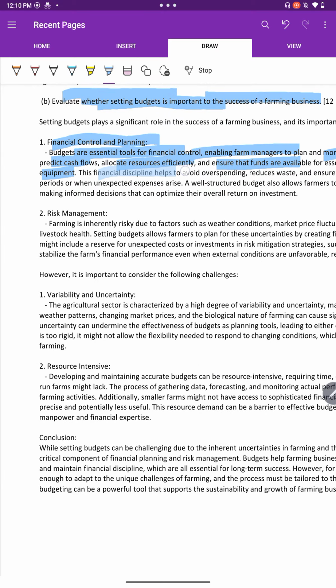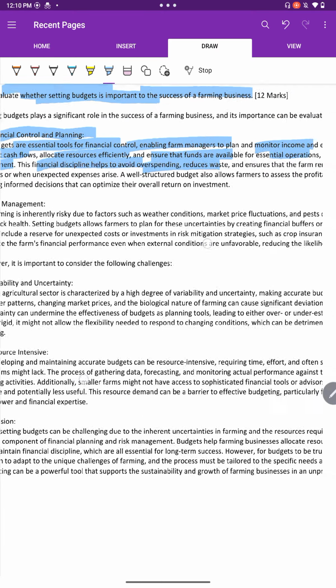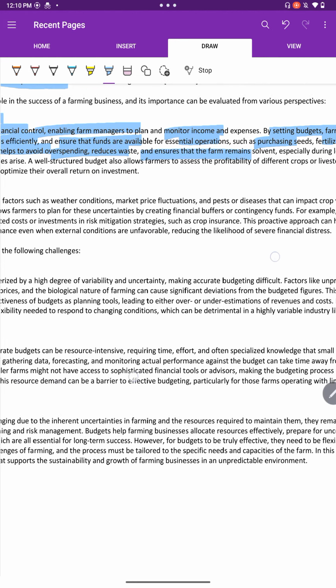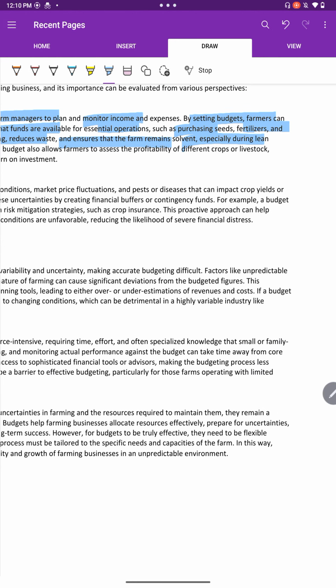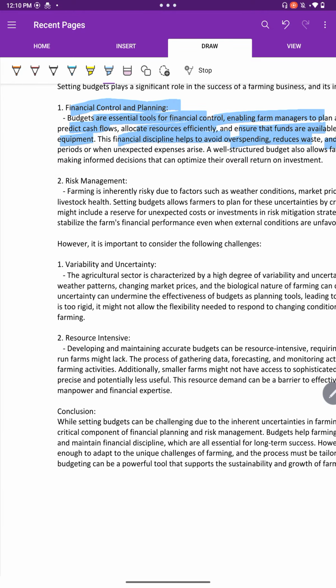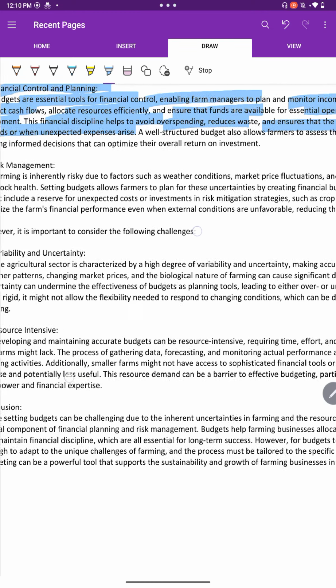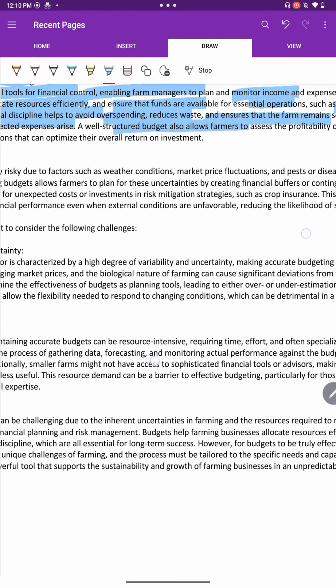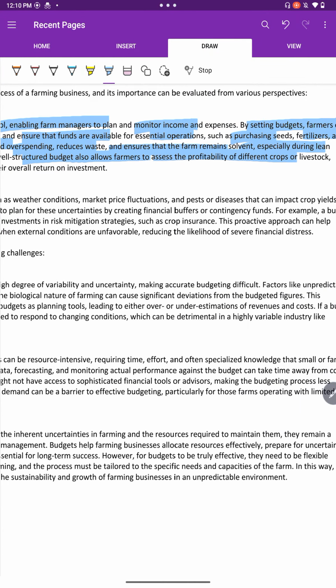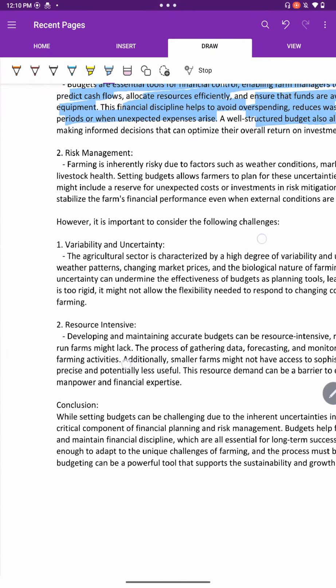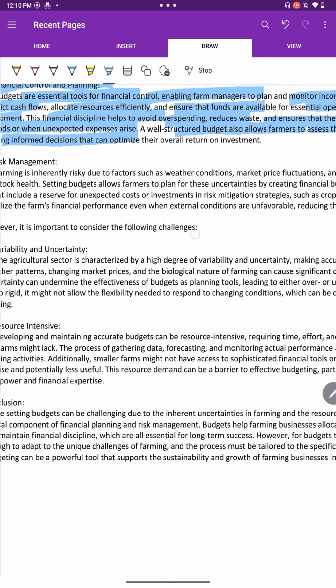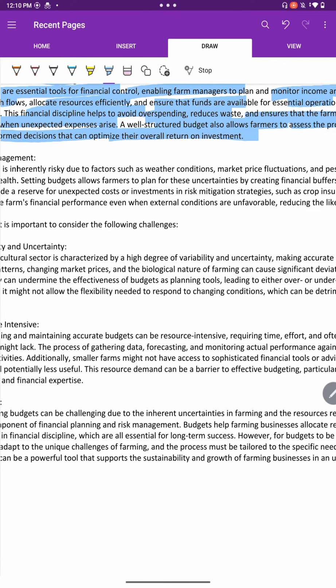This financial discipline helps to avoid overspending, reduce wastage, and ensures that the farm remains solvent, especially during lean periods or when unexpected expenses arise. A well-structured budget also allows farmers to assess the profitability of different crops or livestock, making informed decisions that can optimize their overall return on investment.